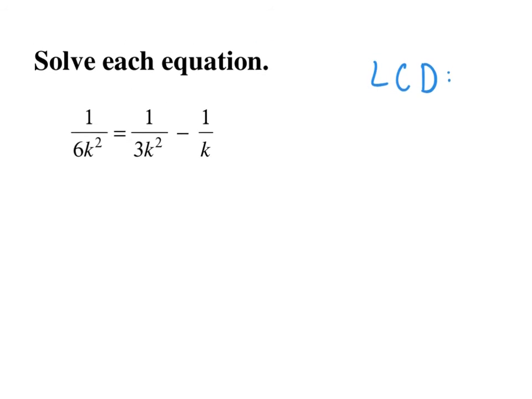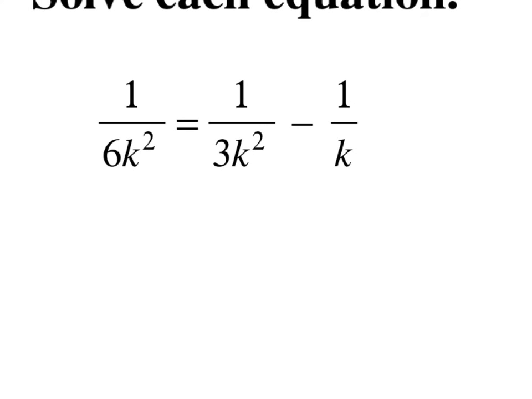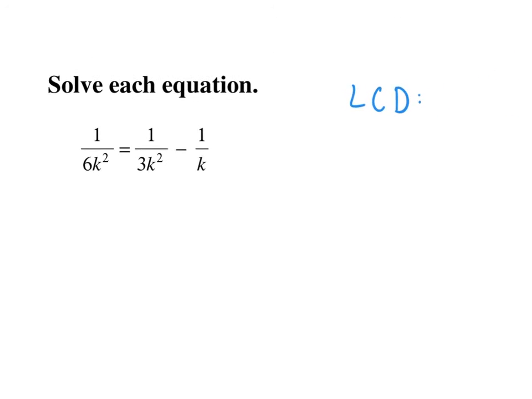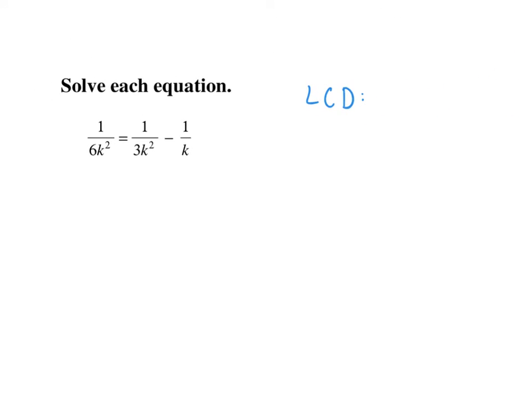To find the LCD, just look at the denominators for now. Then you look at all the numbers. So here the numbers are a 6 and a 3, and you want to find the least common multiple between those, the smallest number that these divide into. They both divide into 6. 6 is the least common multiple, so 6 will be a part of the LCD.